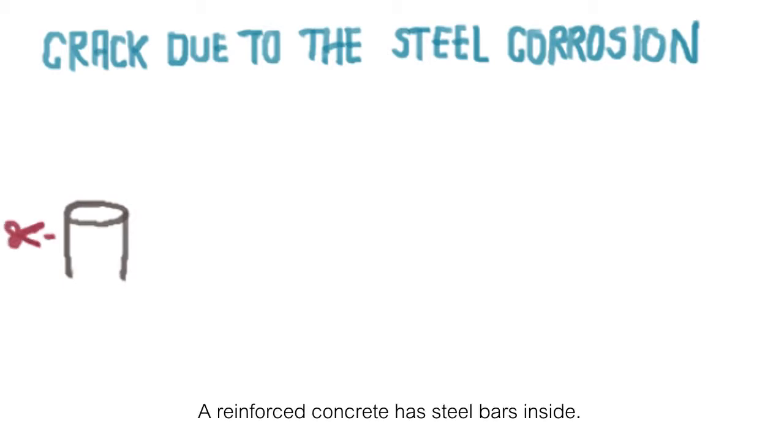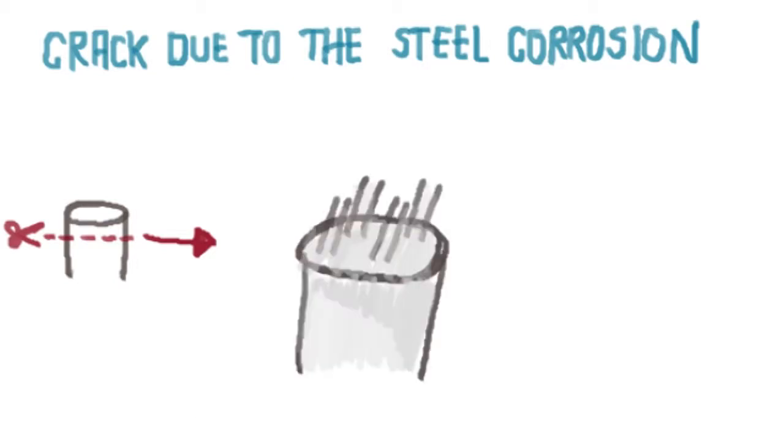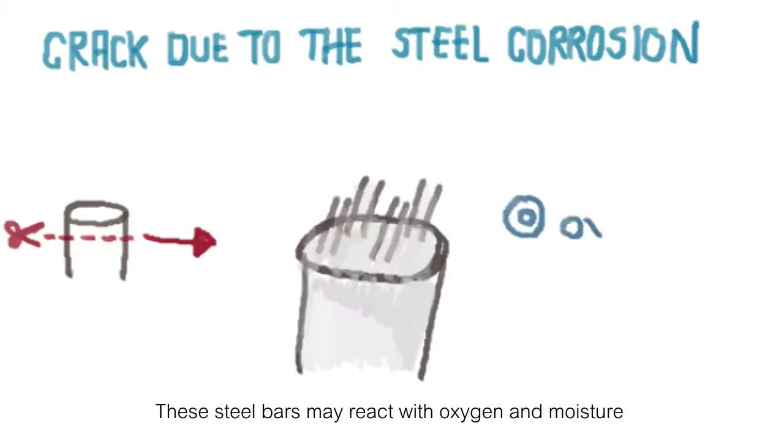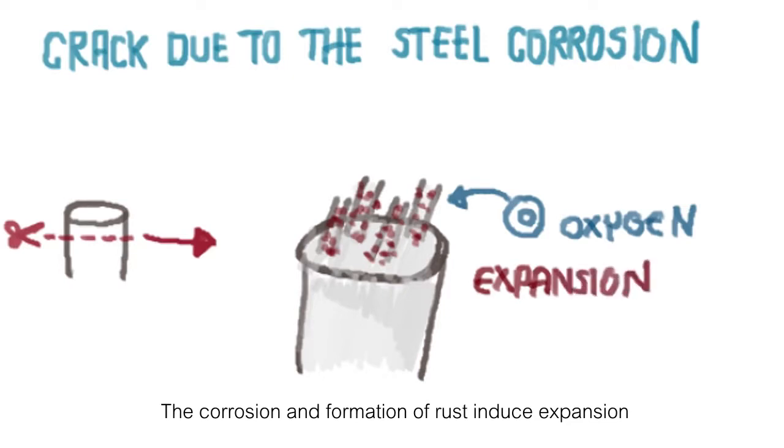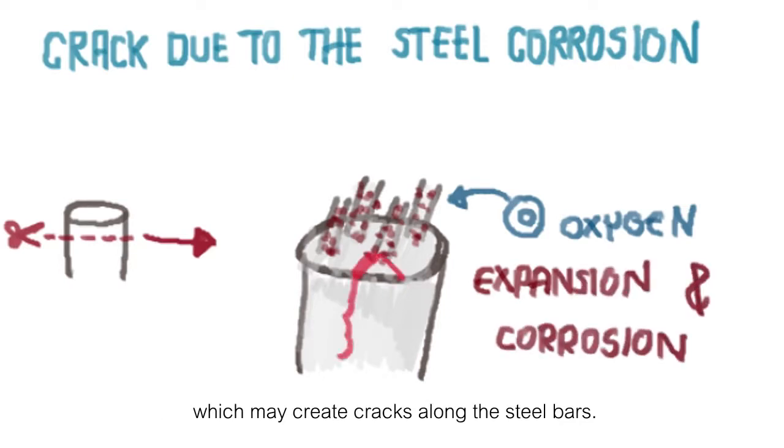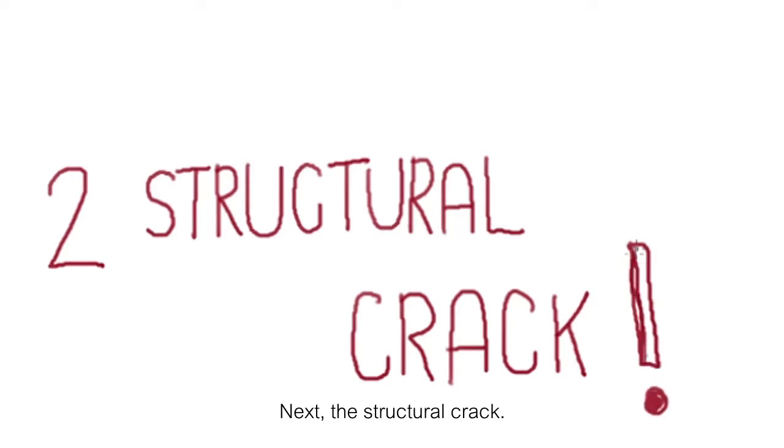A reinforced concrete has steel bars inside. These steel bars may react with oxygen and moisture and form rust. The corrosion and formation of rust induce expansion, which may create cracks along the steel bars.